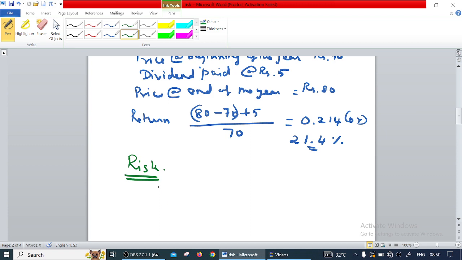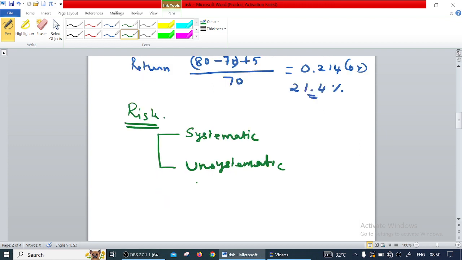Normally risk is classified into systematic and unsystematic risk. So what is systematic risk?